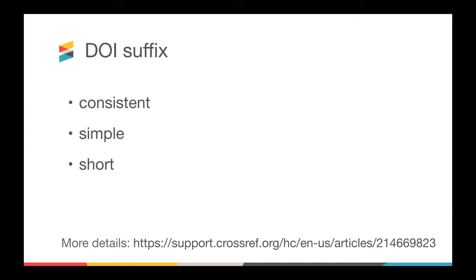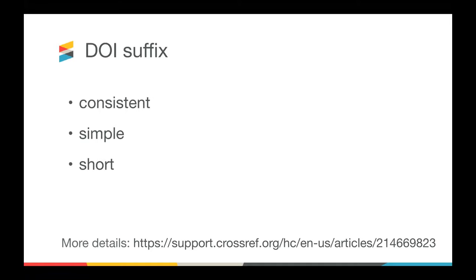I would say the longer they are, the more likely it is for people to have errors whenever they're trying to use them. And it doesn't need to say anything about the item that it's identifying. So it doesn't need to be something like an acronym for the journal. The information that you register alongside the DOI tells us what it is, rather than the letters or the terminology that you use in the suffix itself.